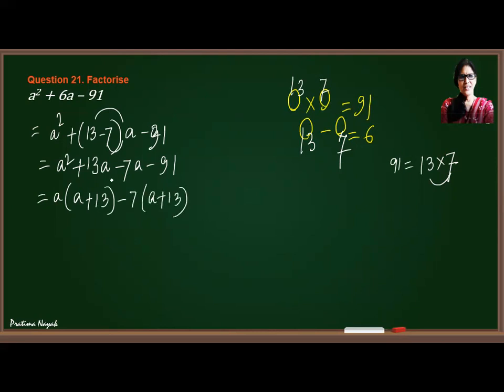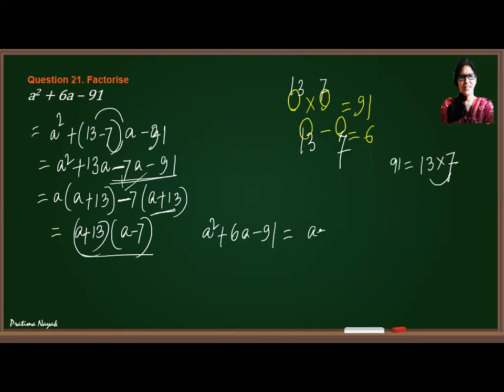When I am taking minus, that means both will give negative and both will be made positive. And whatever will be here, you carry this one. This is the most important thing. This is the trick. You will never be wrong. Then a plus 13 into a minus 7. So a square plus 6a minus 91 is equal to a plus 13 multiplied by a minus 7.